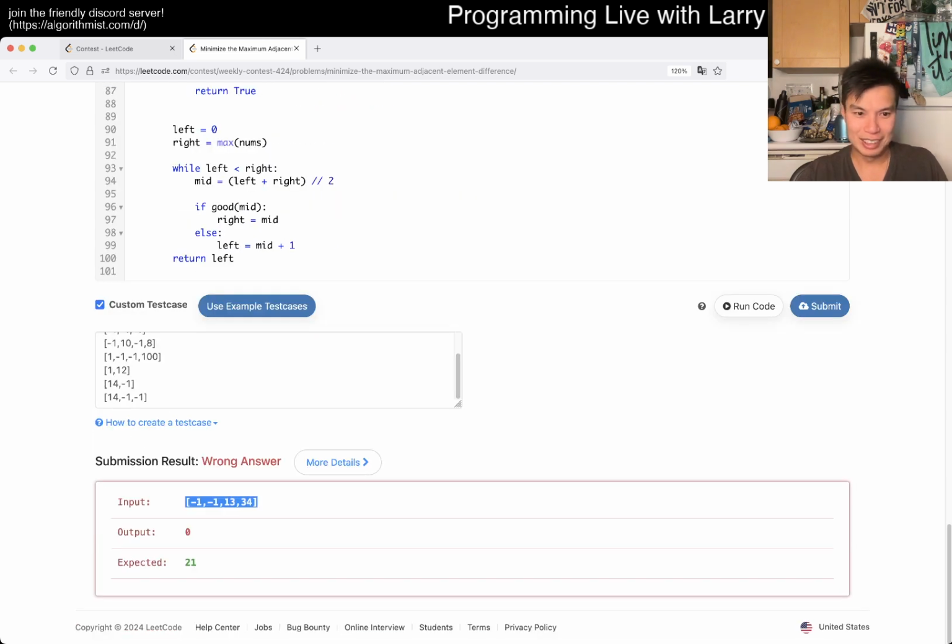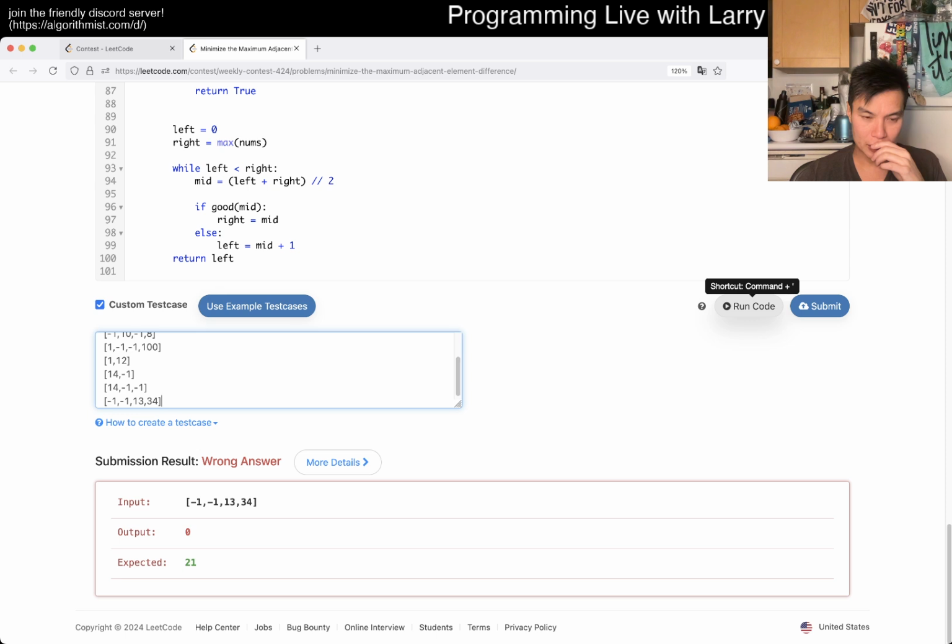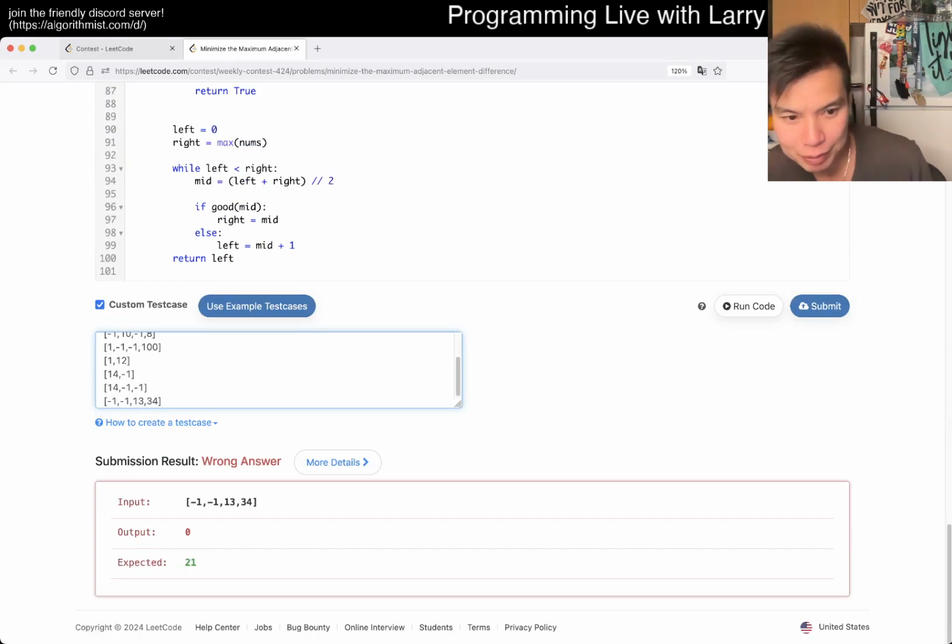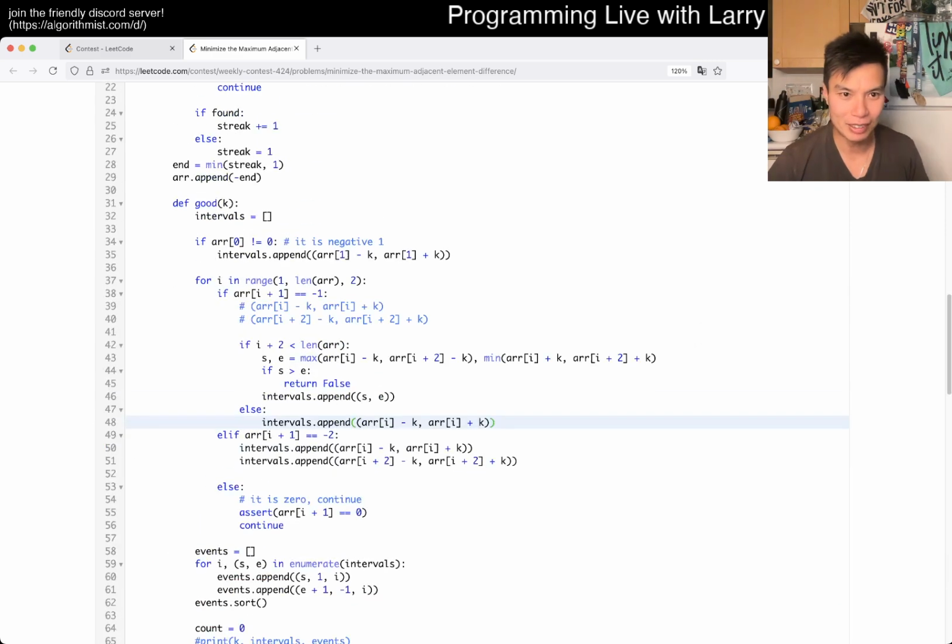Okay, I mean, so this is just -1. Expected 21. Am I misunderstanding this? Why would you not choose 13, 13? Oh, Larry, this is the same mistake. Okay, fine.